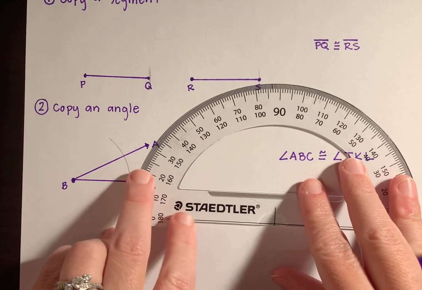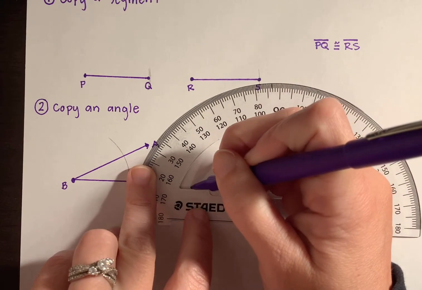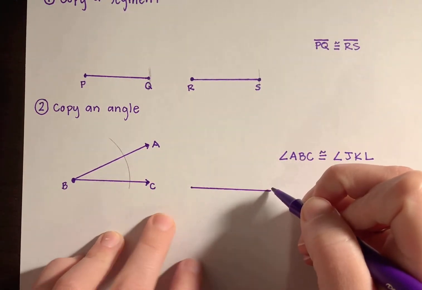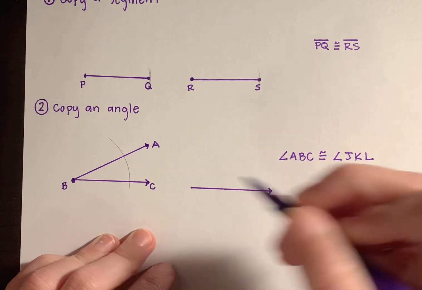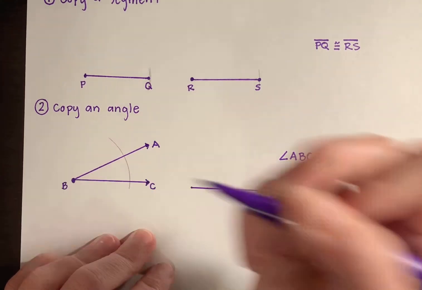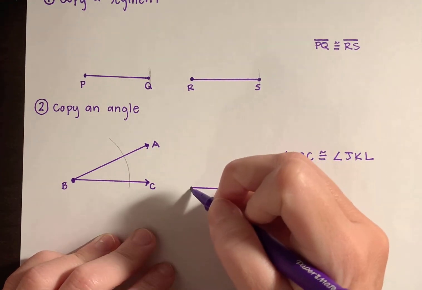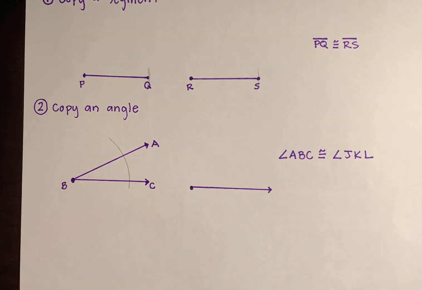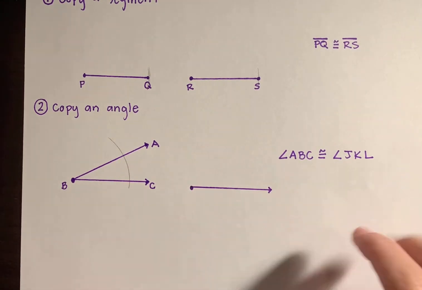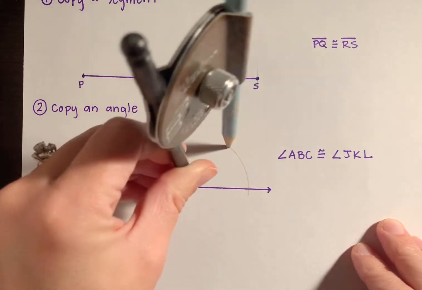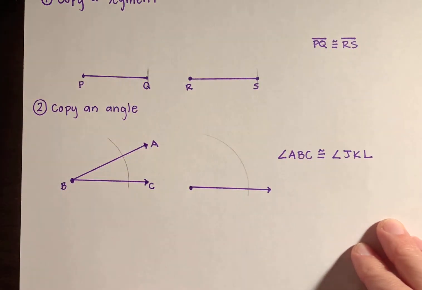Again, doesn't matter how long. The angle that we are trying to copy is the distance that it is open. It's the space here. It has nothing to do with how long the rays are. Now, if your compass is the same width as it was when you drew this arc, go ahead and draw an arc on this vertex. Just like that.